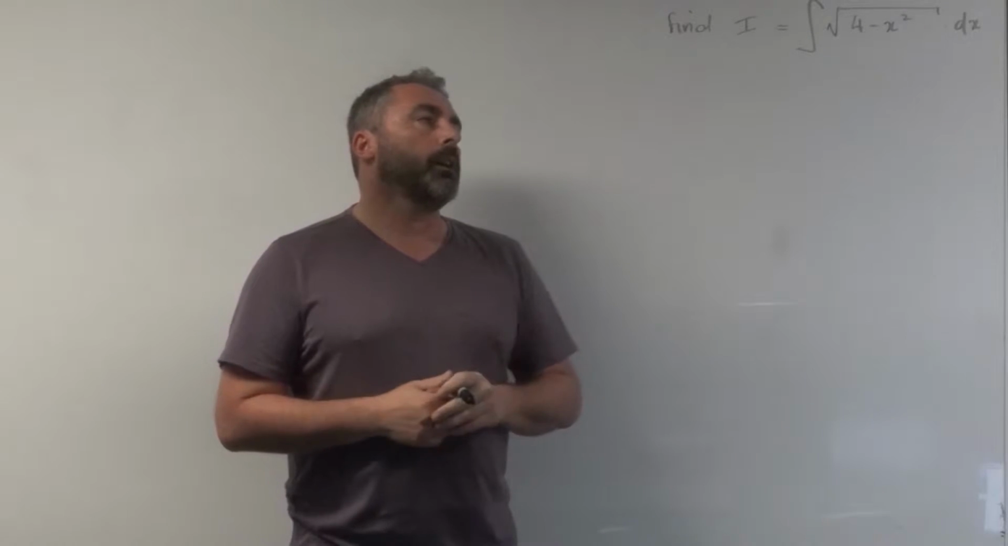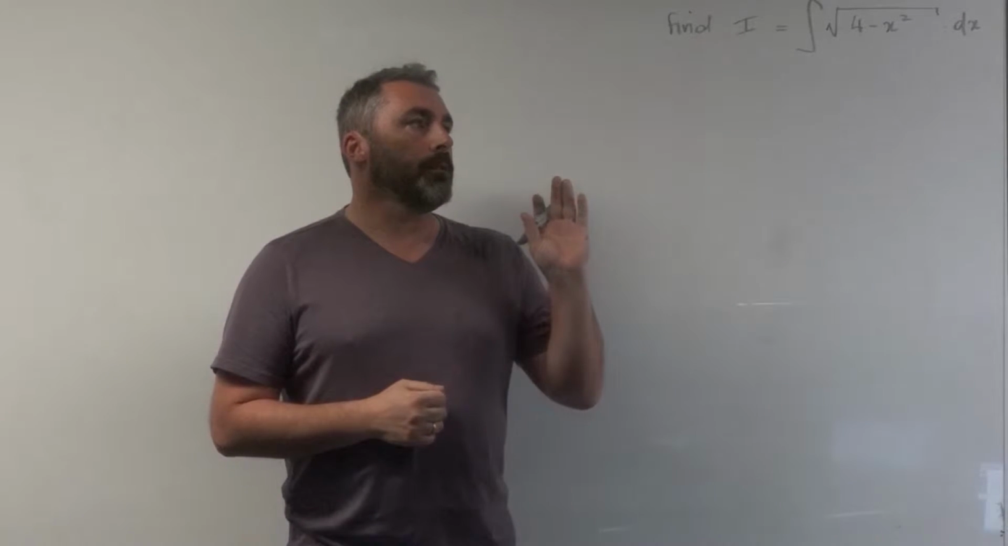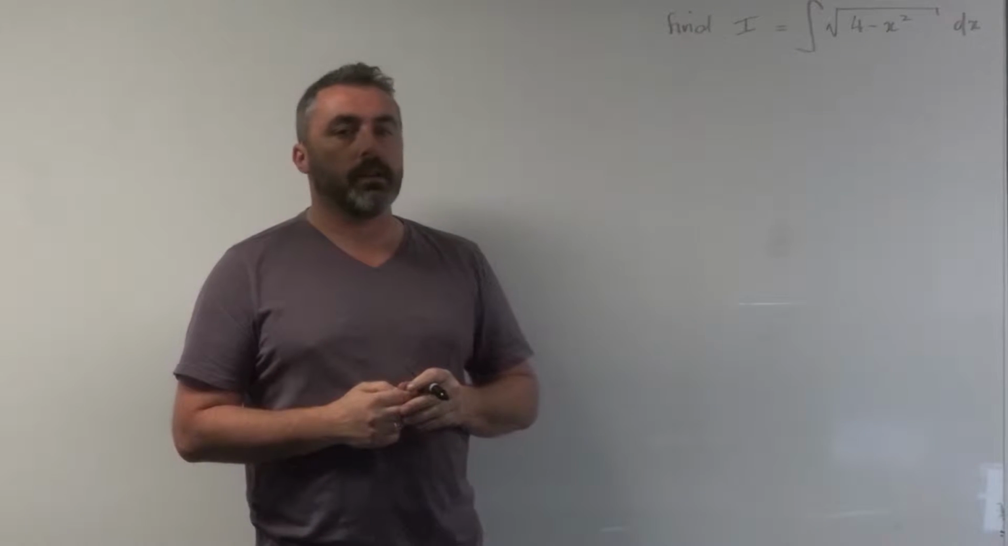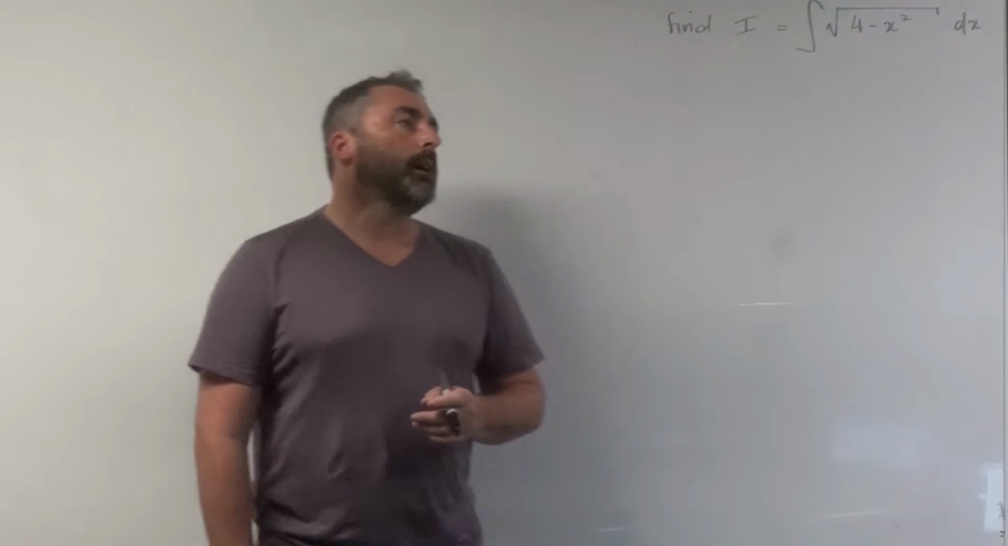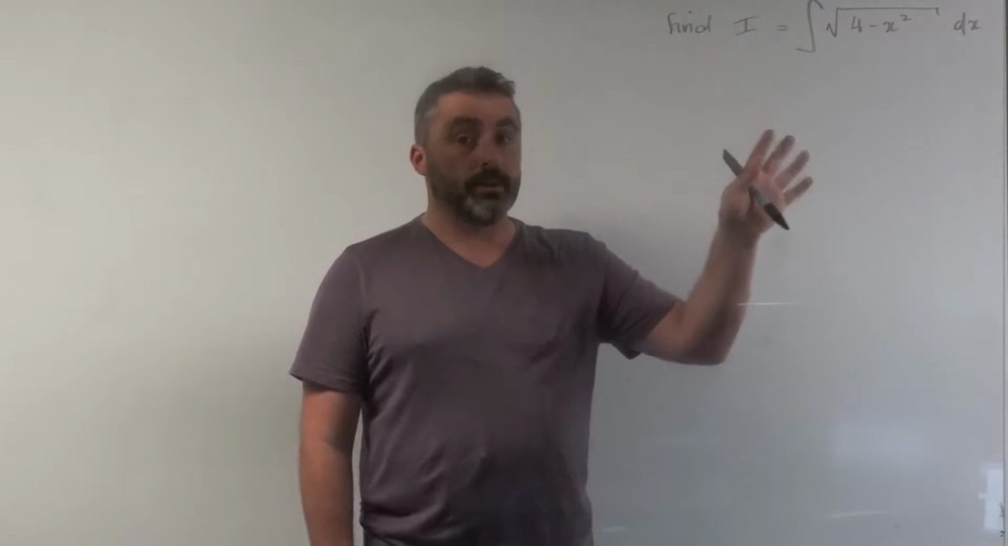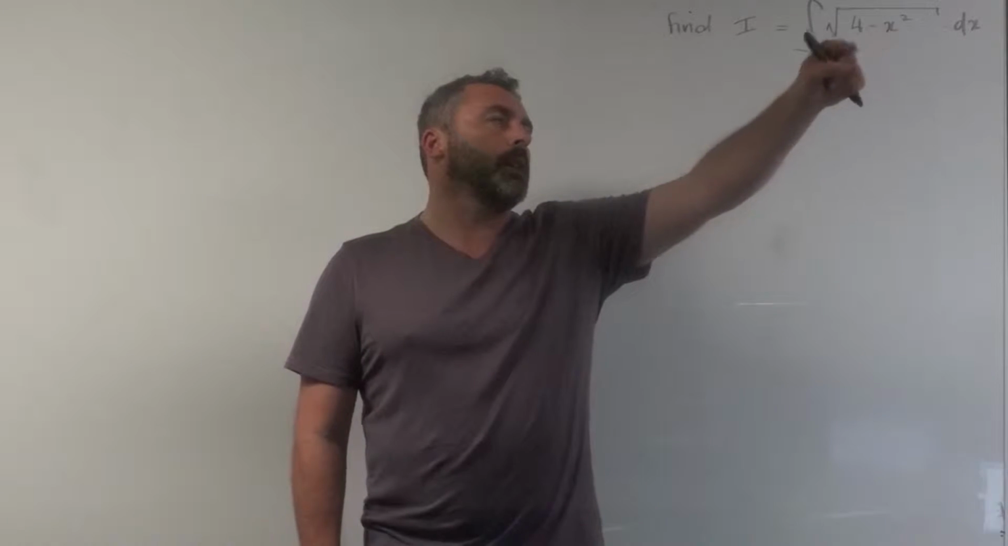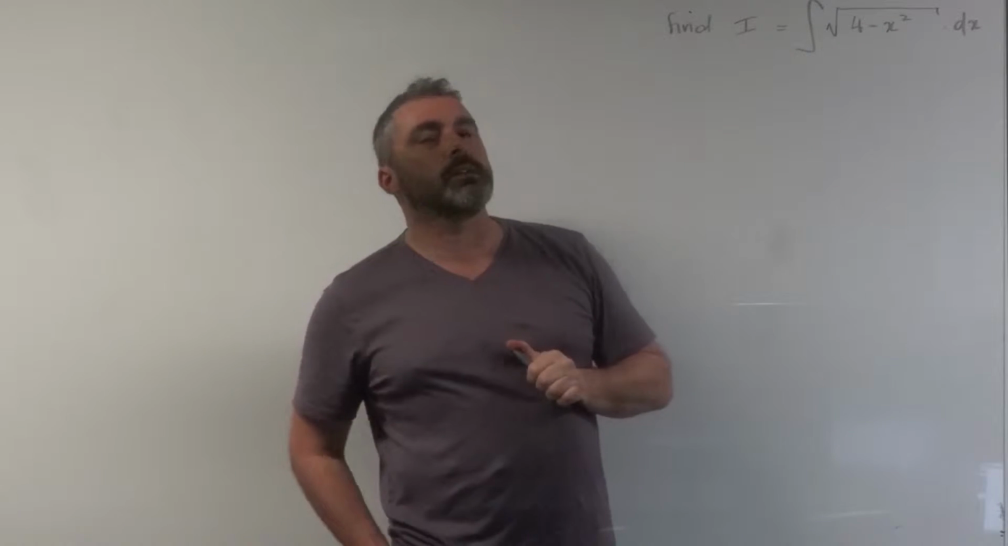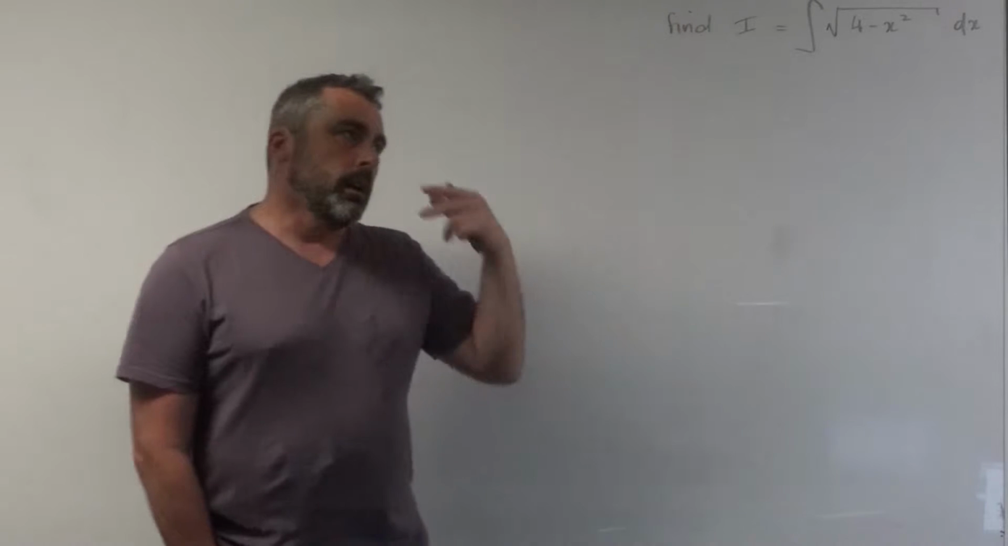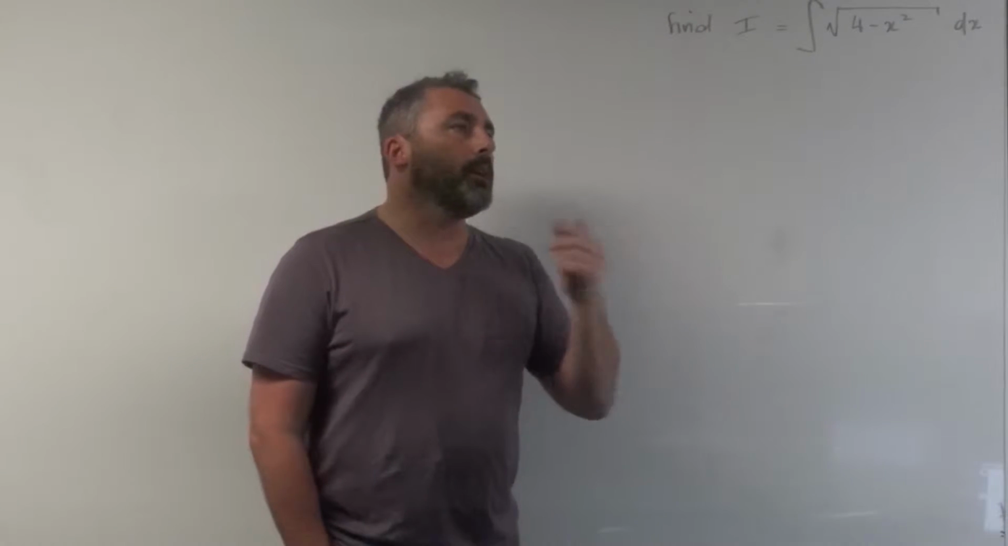Okay, find I, where I is the integral of the square root of 4 minus x squared dx. So this one, there's nothing like it in the table of integrals. We're going to use a little bit of experience here. So looking at that 4 minus x squared, I'm not immediately aware of anything that might help us here.